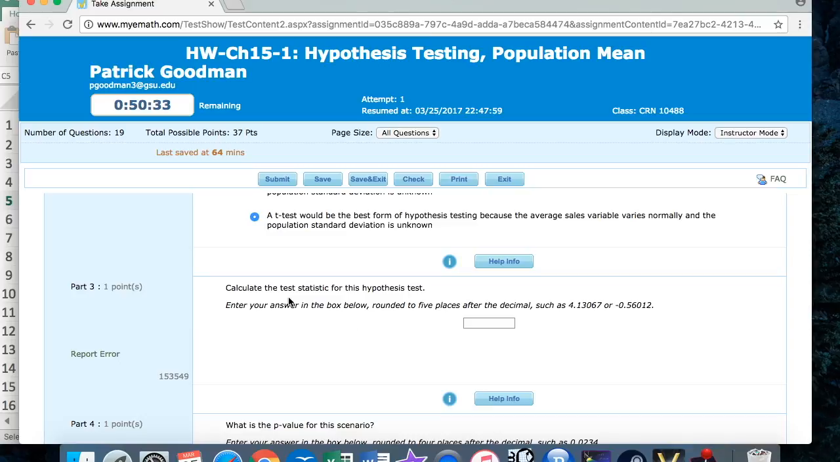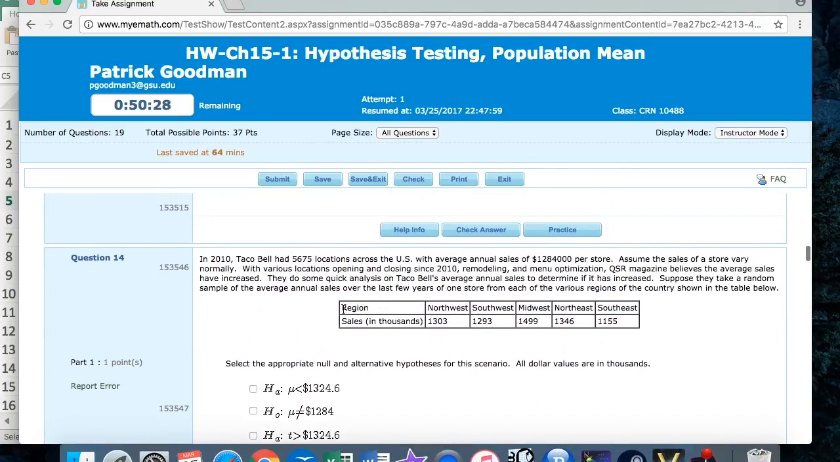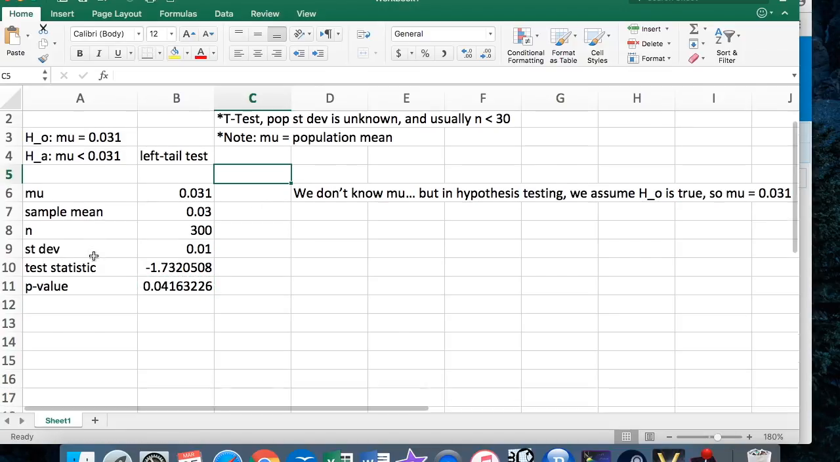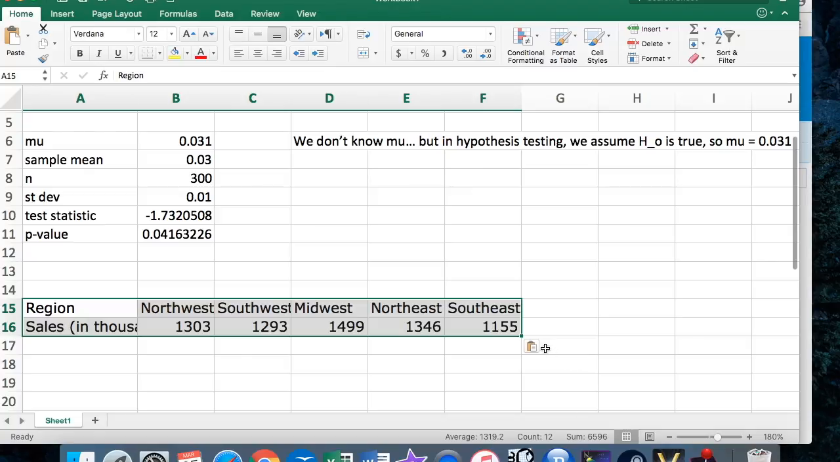Okay, so now we got to calculate the test statistic for this hypothesis test. First things first, they don't give us our measures of center or our standard deviations, right? We gotta copy this over and do it ourselves. So let's just throw it down here. We say match destination formatting. Okay, there we go.